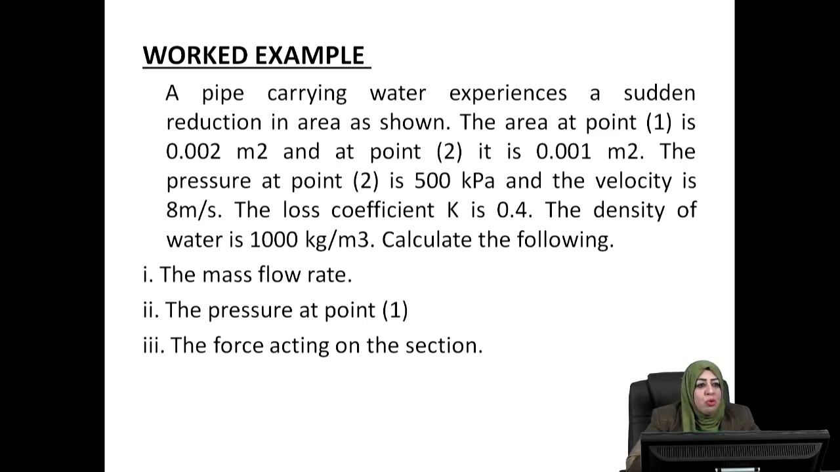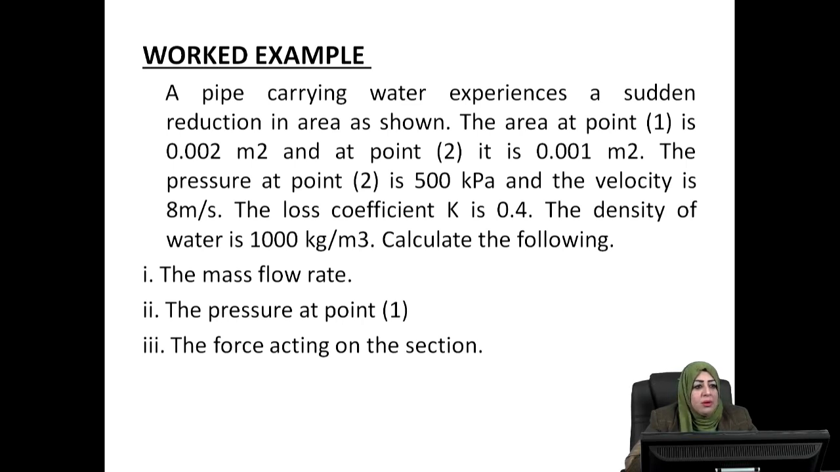The area at point 1 is 0.002 meter تربيع, and at point 2 it's 0.001 meter square. The pressure at point 2 is 500 كيلو باسكال and the velocity of 8 متر على ثانية. The losses coefficient K is 0.4. The density of the water is 1000 kilogram divided by meter cubic.